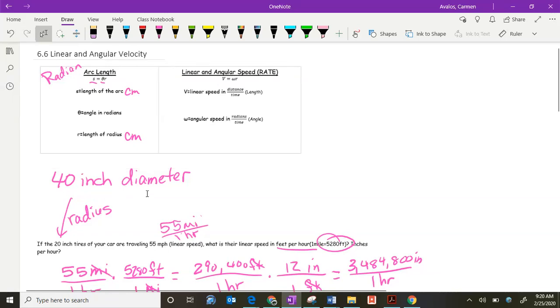When you're watching this video, just make sure that you understand that when I'm talking about the tire's diameter is 40 inches and that the tire's radius is 20 inches. So it should say if the 40-inch tires of the car and then the 20 is the radius. So the work is done assuming that the radius is 20 inches.